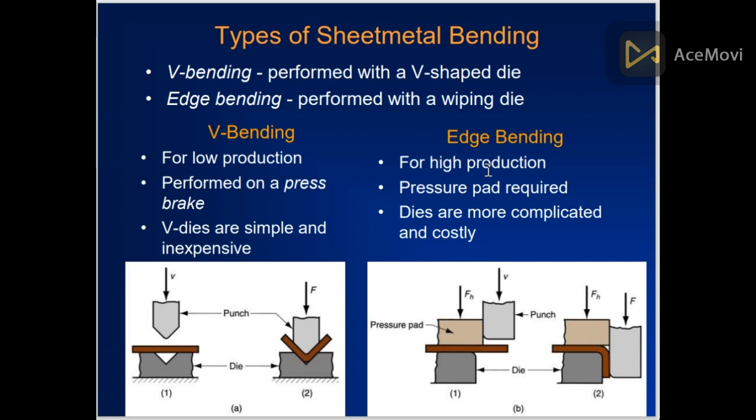And edge bending, for high production, requires a pressure pad. This is an external part. Dies are more complicated and costly. This is the pressure pad, force is applied on it, and this is the punch. It moves here and converts the sheet into the desired angle.